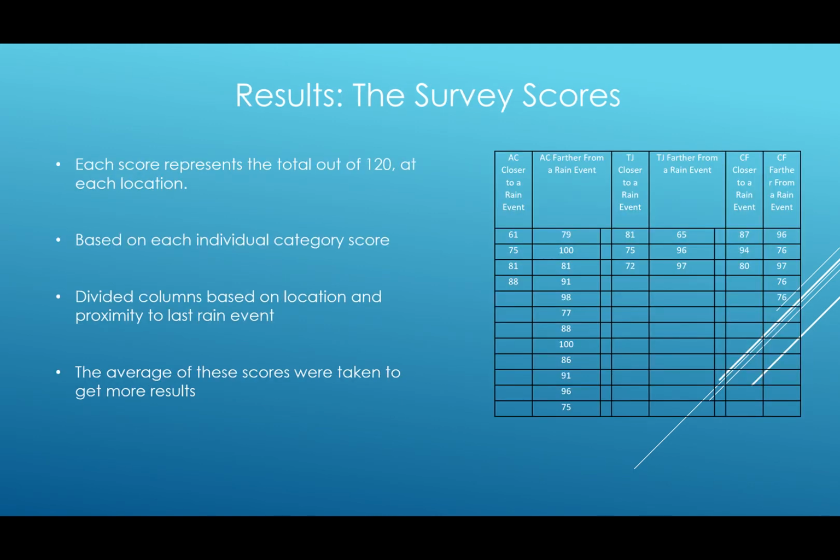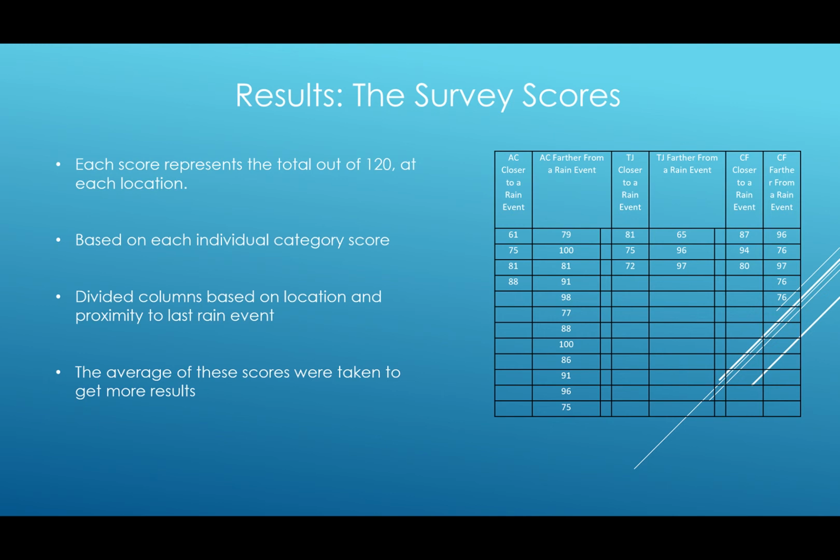All right, so looking at my results now, transitioning a bit here, you can see to the right, I divided all the categories into each of the areas, and then within each area, I had one that was closer to a rain event and one that was farther away from a rain event. So if you're looking here, you can see each of them, it's that total again out of 120, and it obviously is a little bit lower of the scores, which tells you some of the degradation already of Waller Creek, and they're each based on these individual categories.